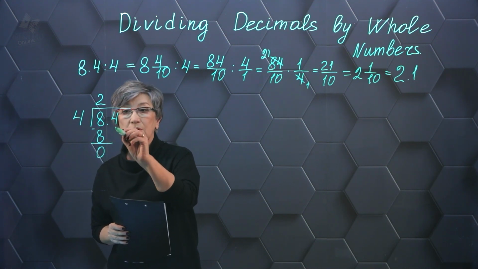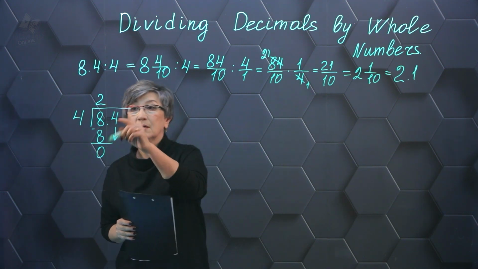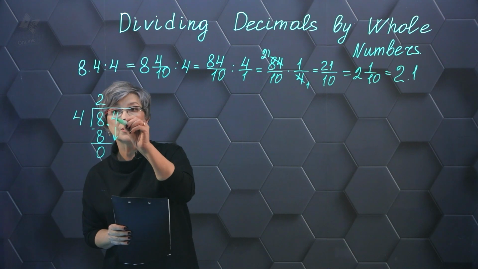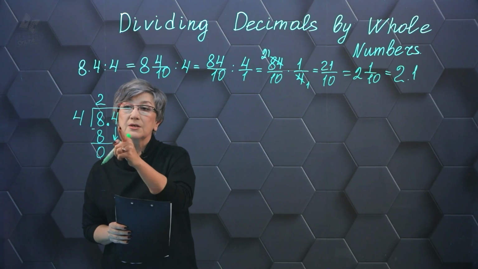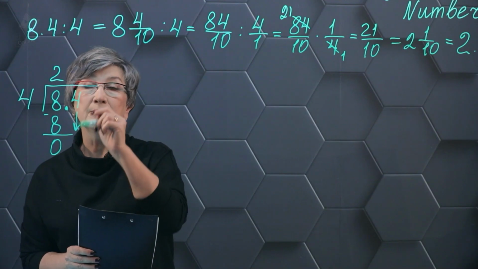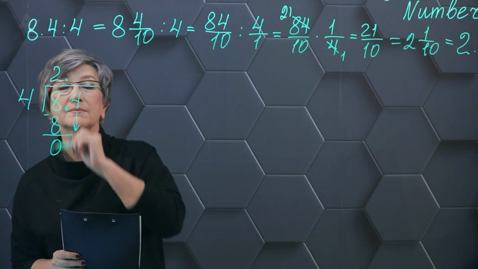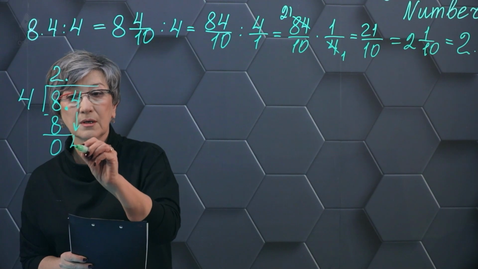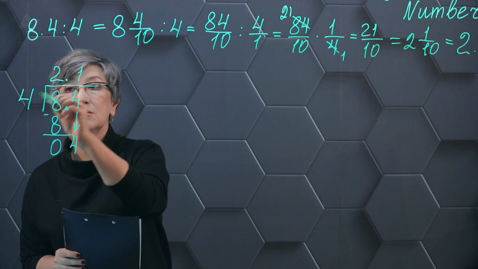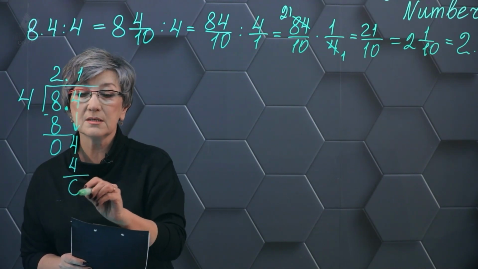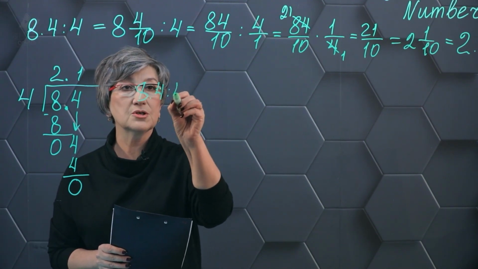I've got another number that I can write down, but a very important point is that in order to write down that 4, I have to jump over our point. In order to do the division correctly, this point I have to write down. And now I can drop the 4, and 4, I divide by 4. The result is 1. 1 multiplied by 4, that would be 4. And the result is 0. So when I divide 8.4 by 4, I get the answer 2.1.